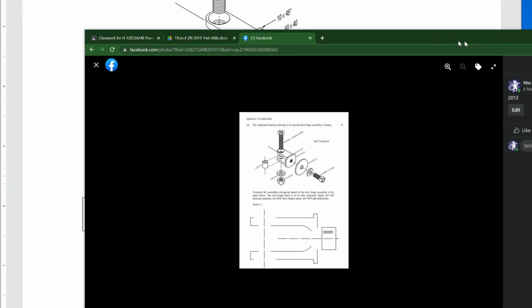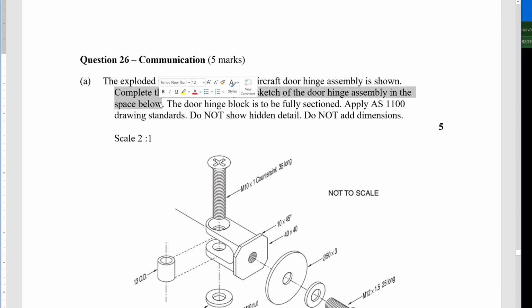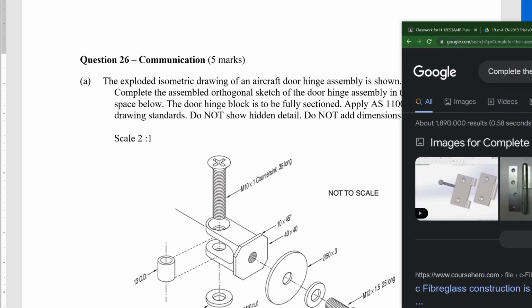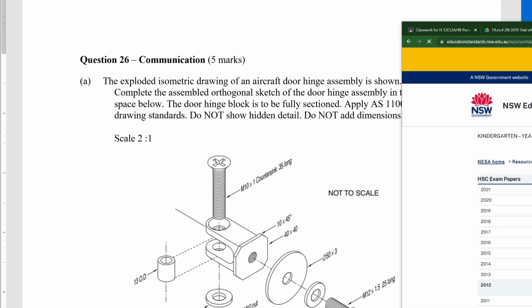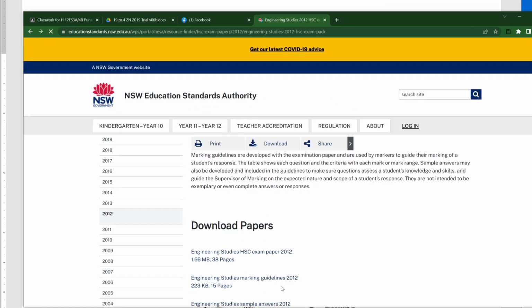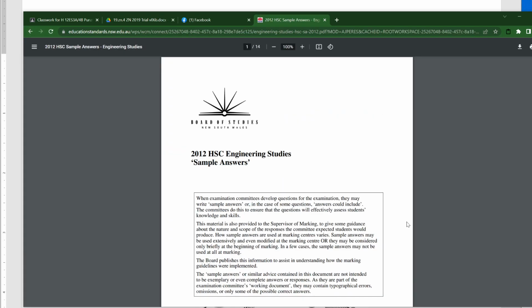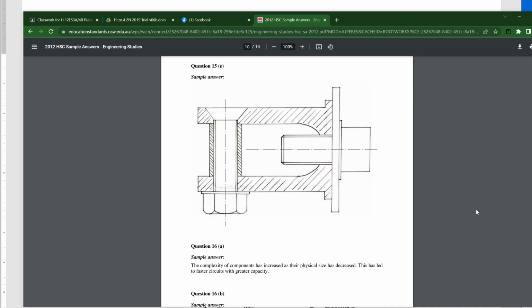Maybe what I wrote actually is exactly the wording. Completely assembled orthogonal sketch of the door hinge. Oh yeah, great. That should be enough to find it. The 2012 paper, and then we can go to the answers. I think I went to the paper, not to the answers. Sorry, marking highlights. There we go. Okay, so it saves me having to draw it.